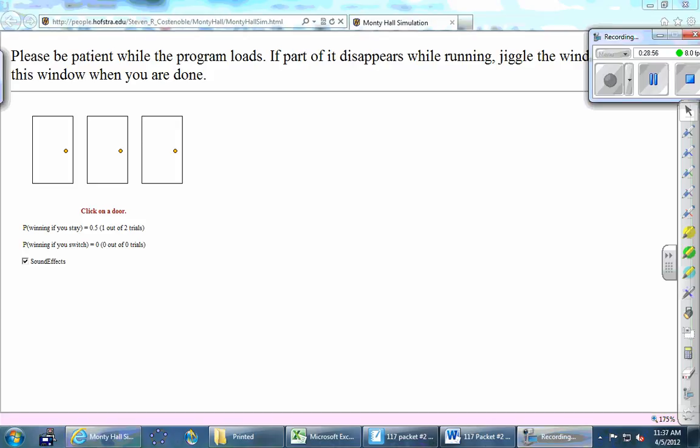All right, so the questions again are, is it better for you to always stay with your original choice? Is it better for you to always switch when given the opportunity? Or does it not really matter in the long run? It's kind of 50-50 either way. Raise your hand if you think it's better to stay with your original choice. Raise your hand if you think it's better to switch when given the opportunity. Raise your hand if you think it doesn't much matter. It's 50-50. Okay, and that's the vast majority of you guys thinking it's 50-50.